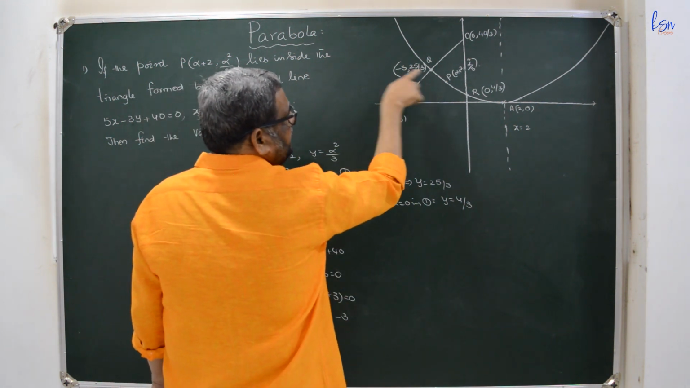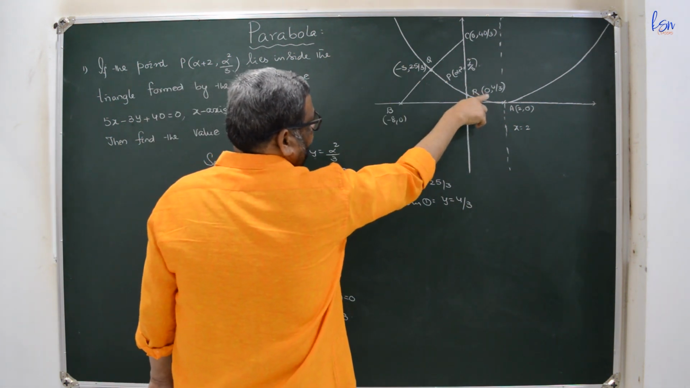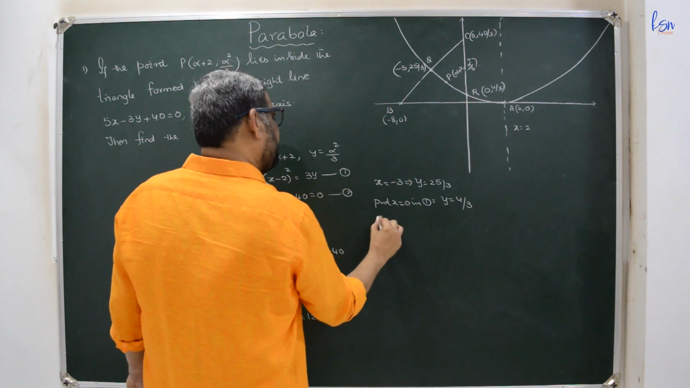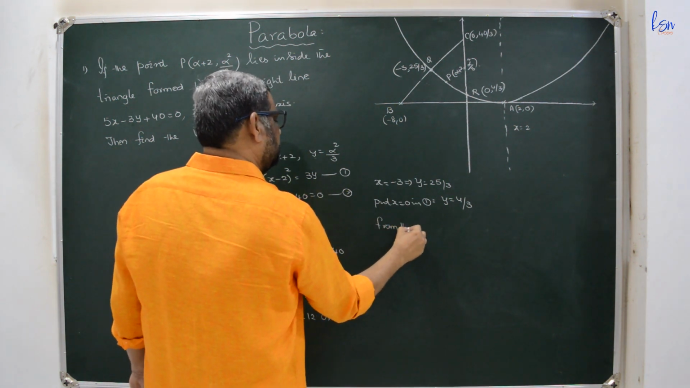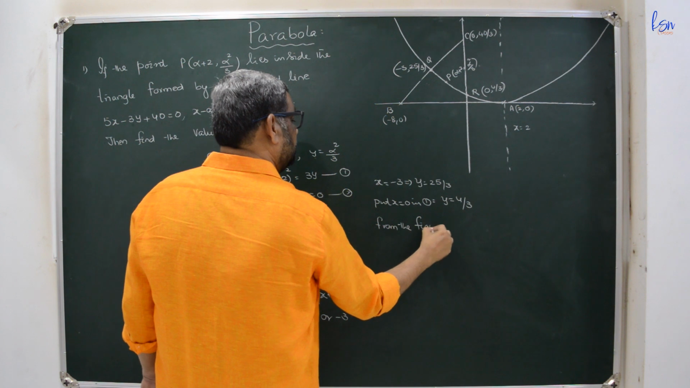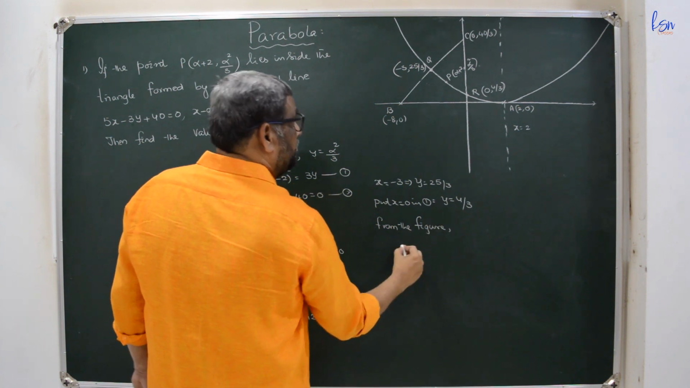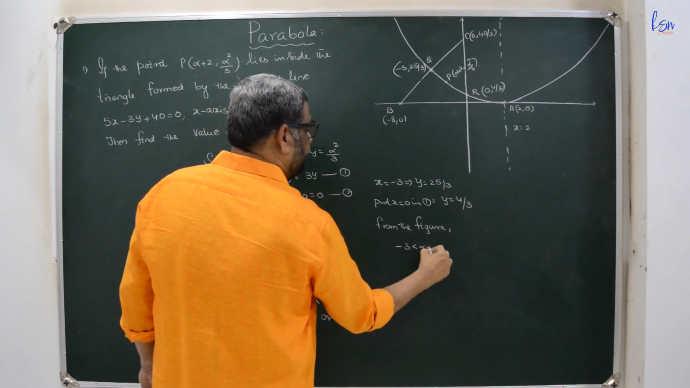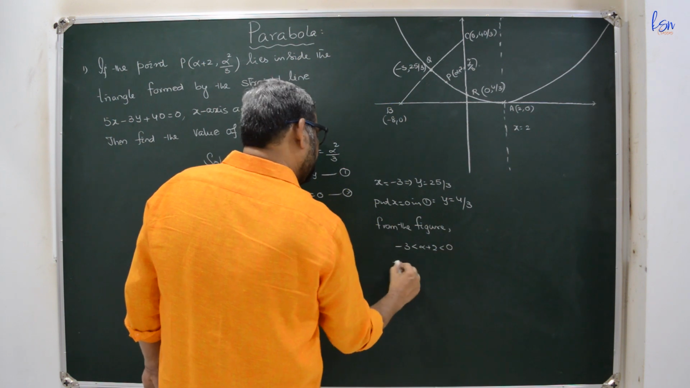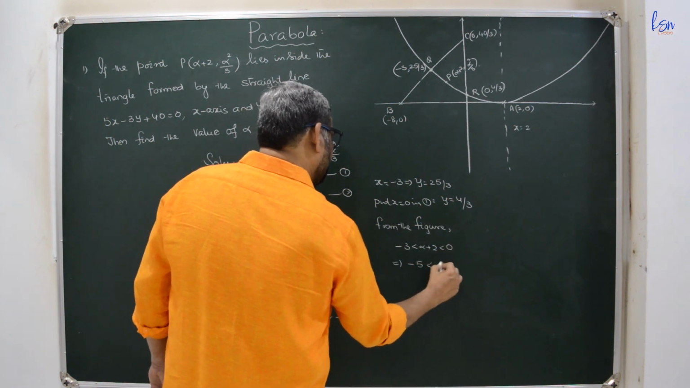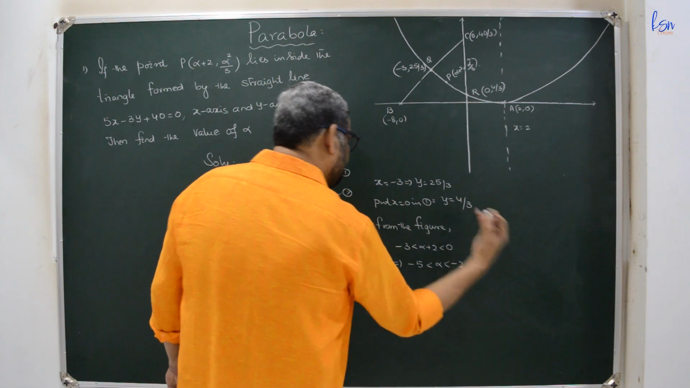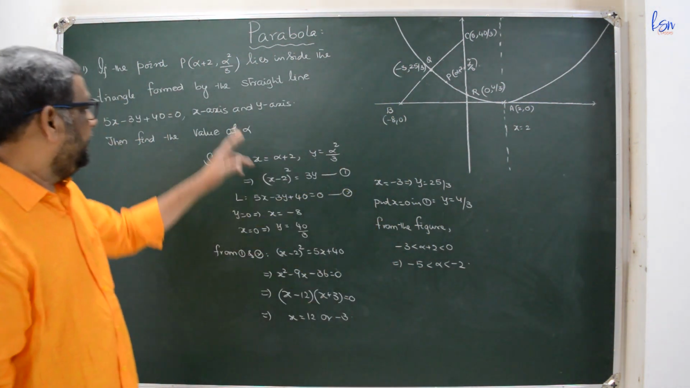Its x coordinate is minus 3 and this is 0, this is alpha plus 2. From the figure, minus 3 less than alpha plus 2 less than 0 implies minus 5 less than alpha less than minus 2 is the solution. These are the limits of alpha.